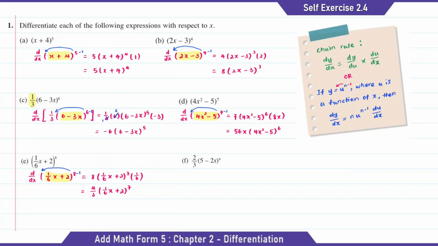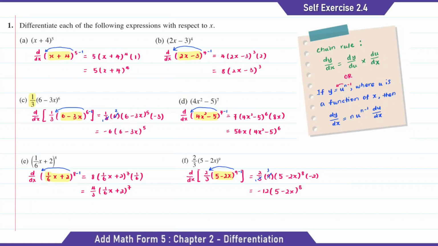Question F, 2/3 (5 - 2x)^9. This is equal to 2/3 times 9(5 - 2x)^8, followed by differentiating the terms in the bracket, which is equal to -2. So here simplify the 3 and the 9. 2 times 3 is 6, multiplied by -2, we're going to get -12(5 - 2x)^8.